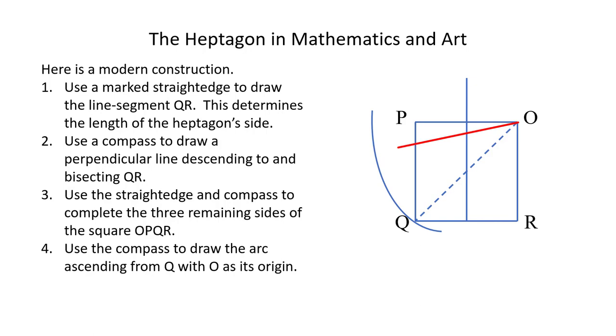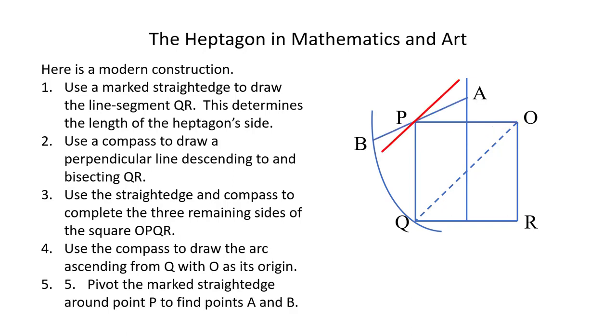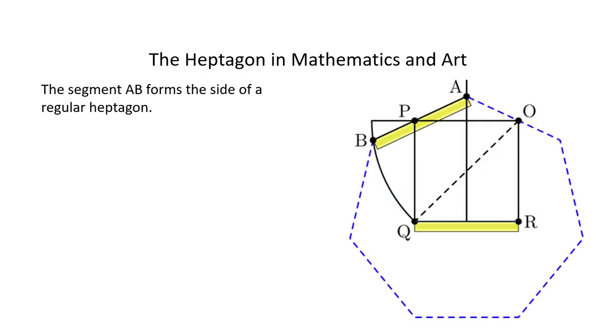Then we use a compass to draw an arc, as shown here, descending from Q with O as its origin. And then finally, we pivot the marked straight edge around point P up in the upper left-hand corner of the square to find points A and B that intersect where the line segment intersects the vertical line and the arc. That segment AB forms the side of a regular heptagon.